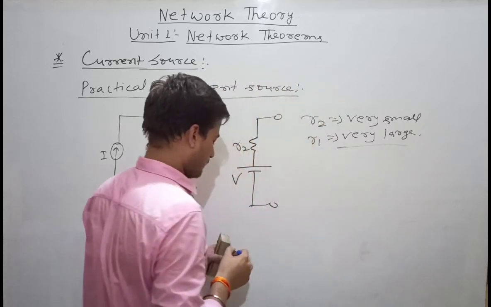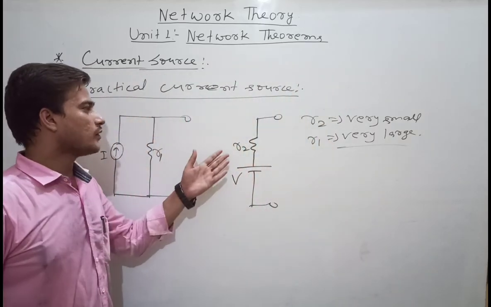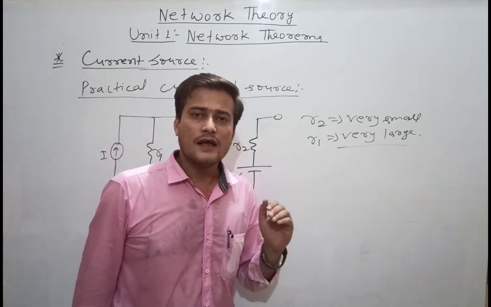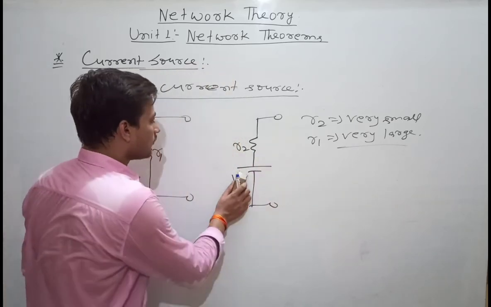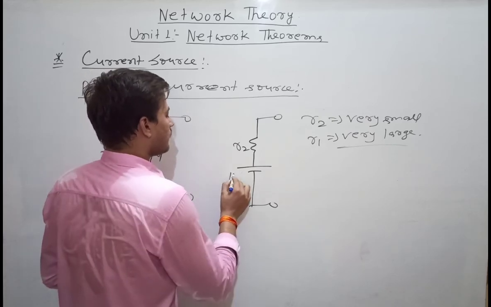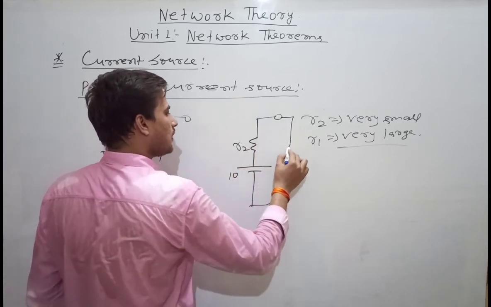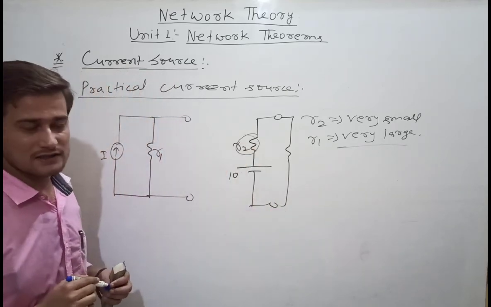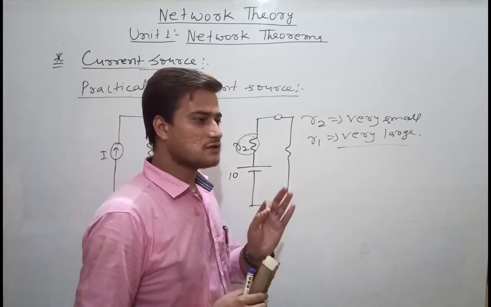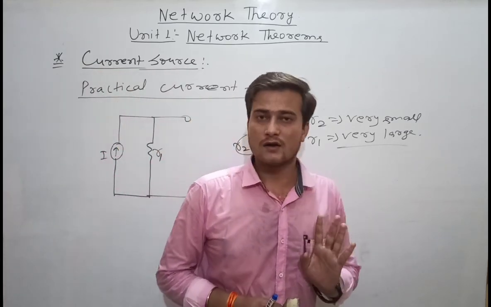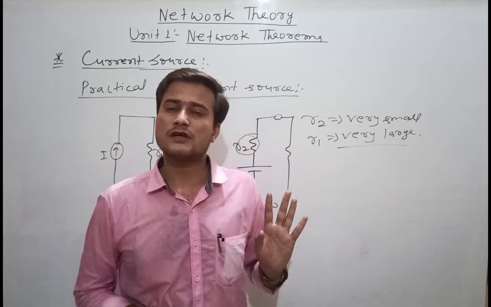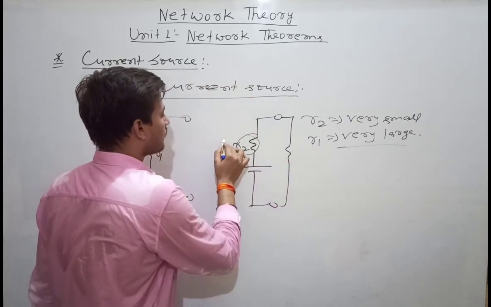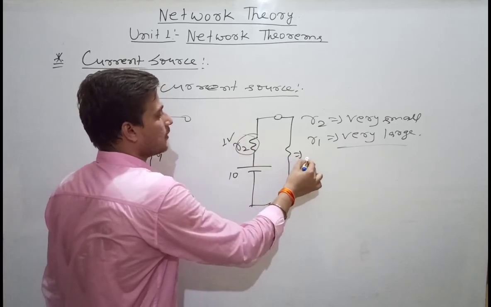Why? What is the meaning of showing internal resistance? Internal resistance means, suppose here the voltage is 10 volt. Now if you are connecting a load here, there will be some voltage drop across this internal resistance. Ideal means 10 volt, yes, it will maintain 10 volt. Practical means no, 10 volt is not possible, there will be some voltage drop. So suppose here the voltage drop will be 1 volt. So here the output will be 9 volt.